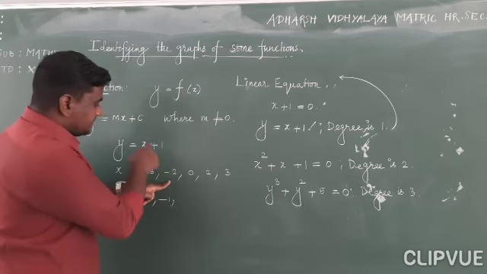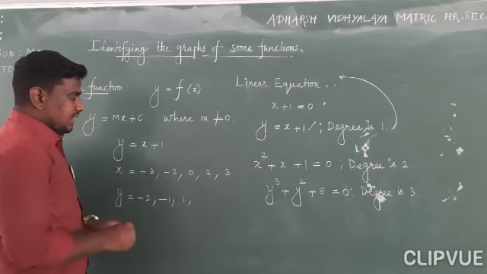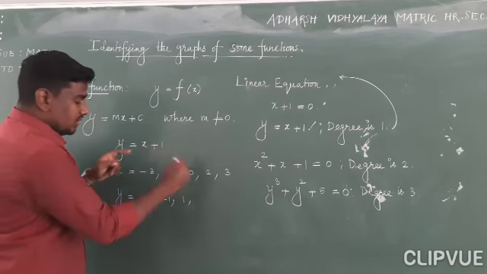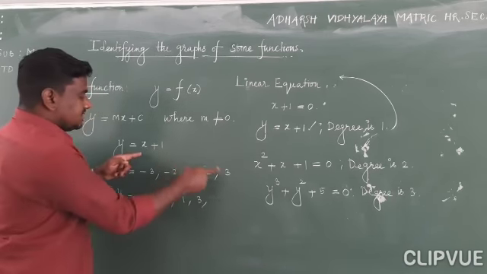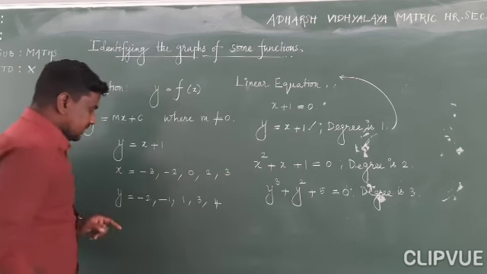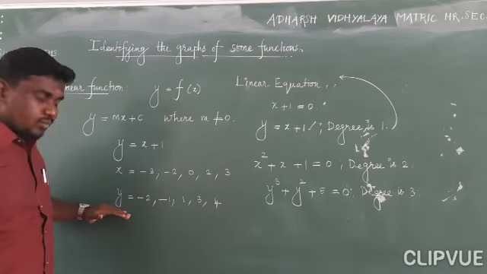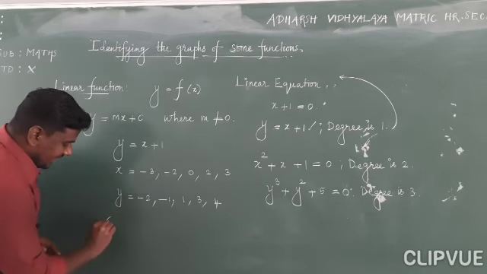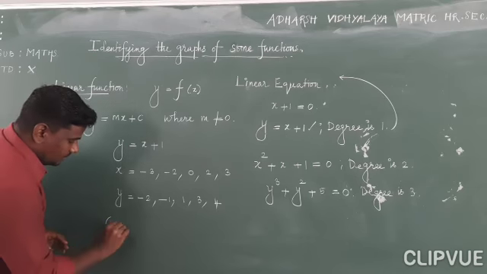The next one, 0 means we get 1. Next, 2: 2 plus 1 is equal to 3. Next, 3 plus 1 is equal to 4. So this x value and y value, we are taking like points out.